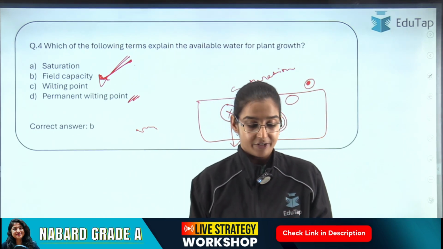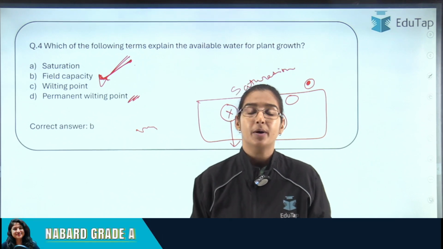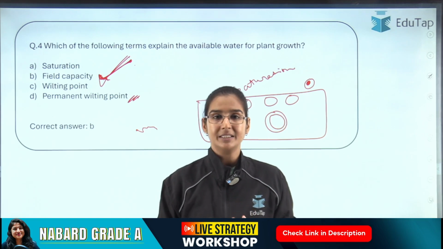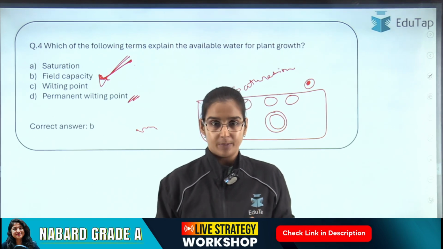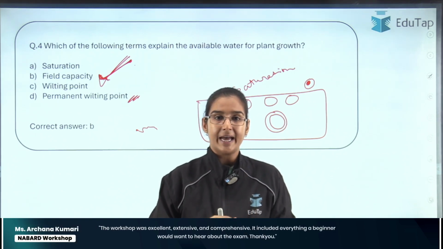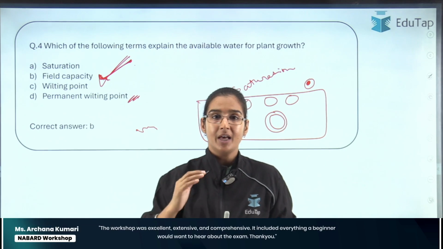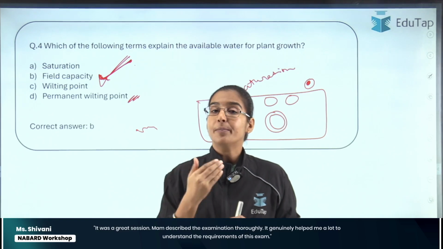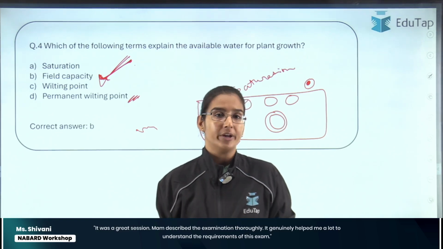So see students, the difference between the wilting point and the permanent wilting point is that in both these conditions, water is not available to the plant, right? But what is the difference? The difference is that in the wilting point, the plant still has the scope to recover, but in the permanent wilting point, the plant cannot recover, right?